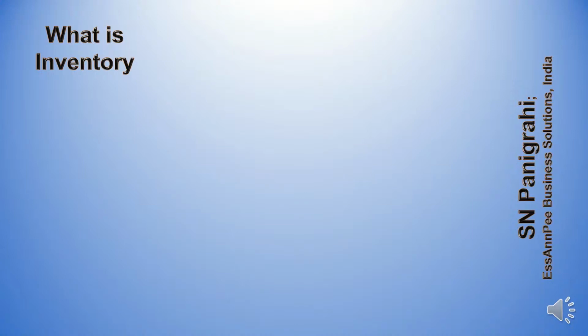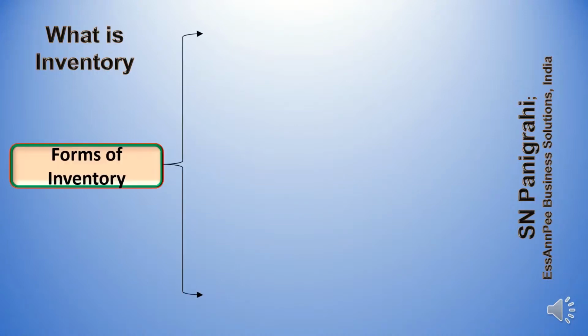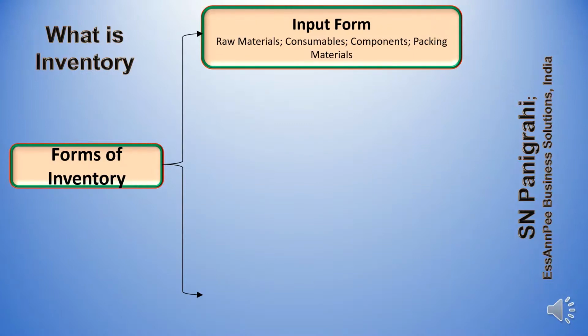Inventory refers to all the items, goods, merchandise, and materials held by a business for storage of inputs or intermediary goods, like raw materials, components, packing materials, consumables or semi-finished goods, for further production or warehousing of finished goods for selling in the market to earn a profit. Different types of inventories are: input form, raw materials, consumables, components, packing materials.